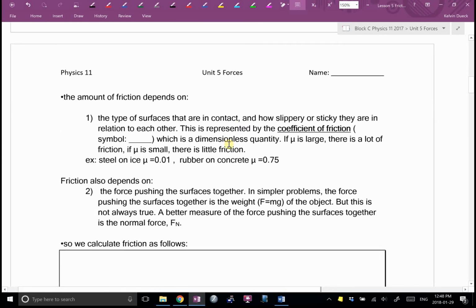Turns out the amount of friction depends on two things. The first thing it depends on is the type of surfaces that are in contact and how slippery or sticky they are in relation to each other. We have a symbol for stickiness. We call it the coefficient of friction. And the symbol is the Greek letter mu.